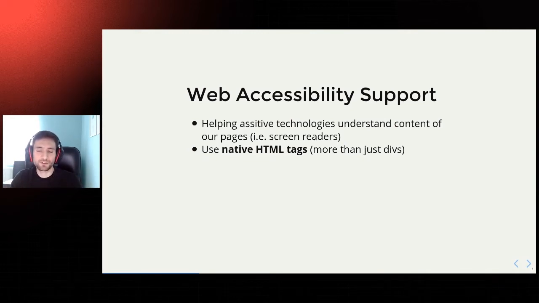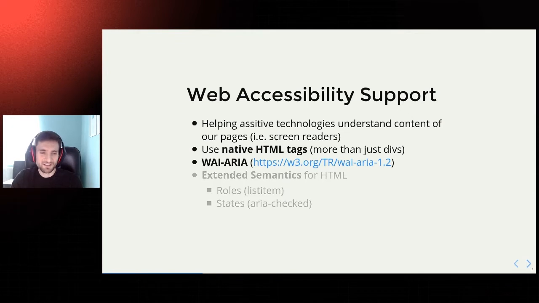However, that's not always possible. Sometimes you need to customize your app. You need to use divs or some other elements and make them look and work like something else. And for that, we have Accessible Rich Internet Applications, ARIA for short, which is really a specification that extends the semantics of HTML. Basically, it adds a bunch of different attributes to HTML, so that those assistive technologies can know what these elements actually mean.